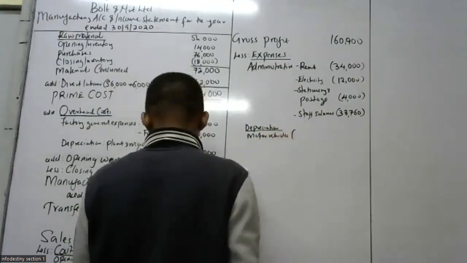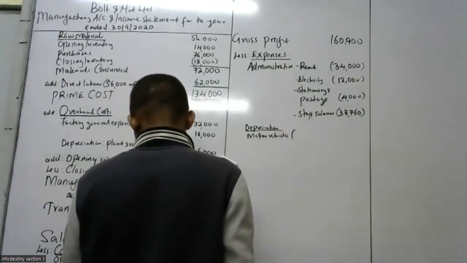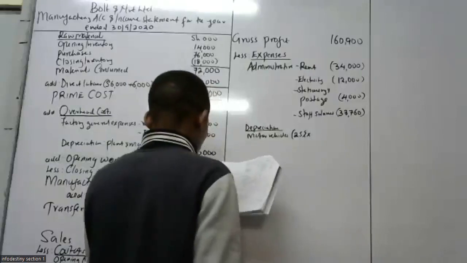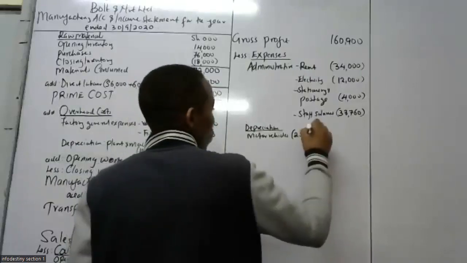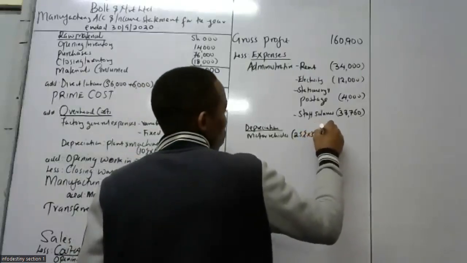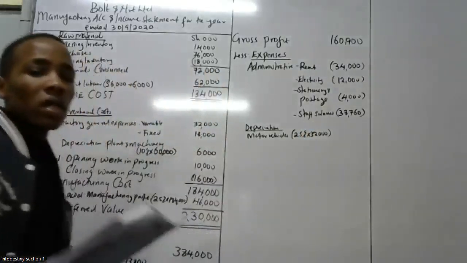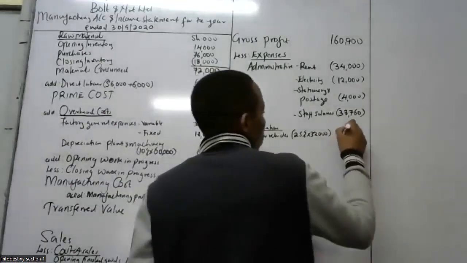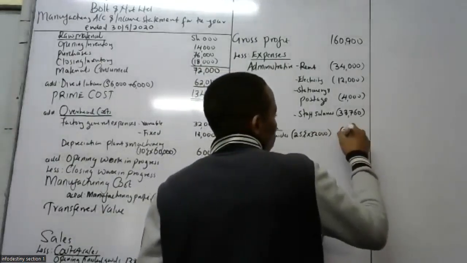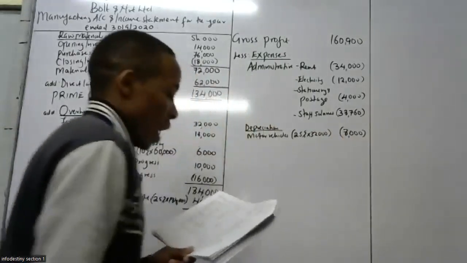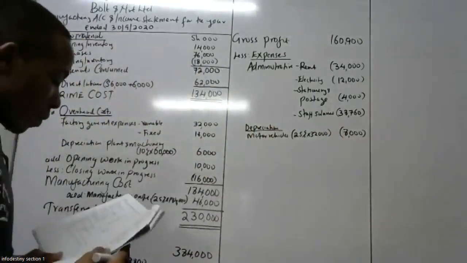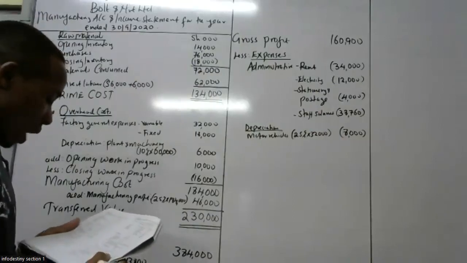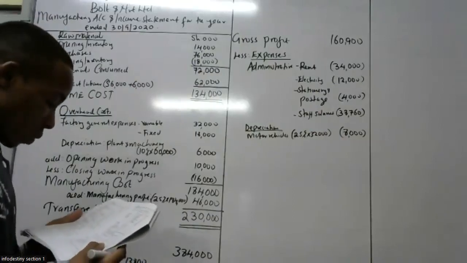Depreciation for plant and machinery is taken up in the manufacturing account. So it's 25% of the cost of motor vehicles, that's 2,000. 25% of that 2,000 is how much? 8,000. 8,000.